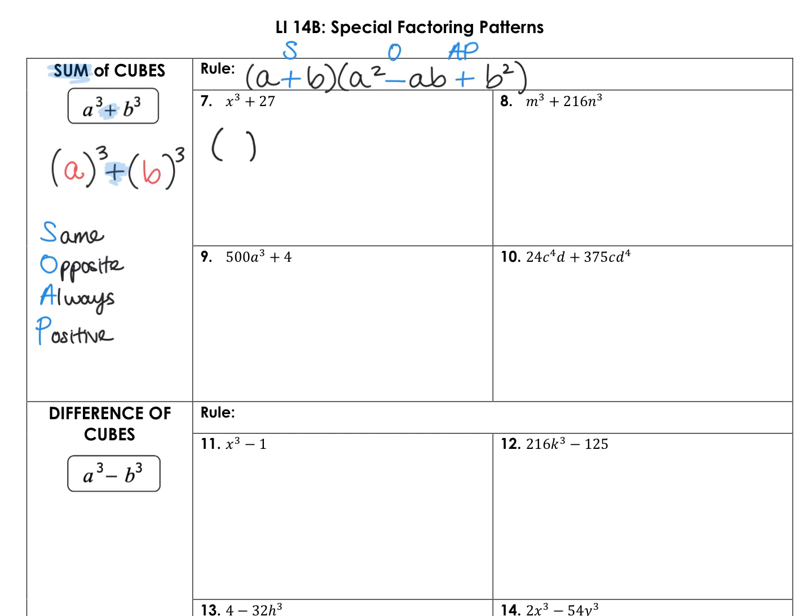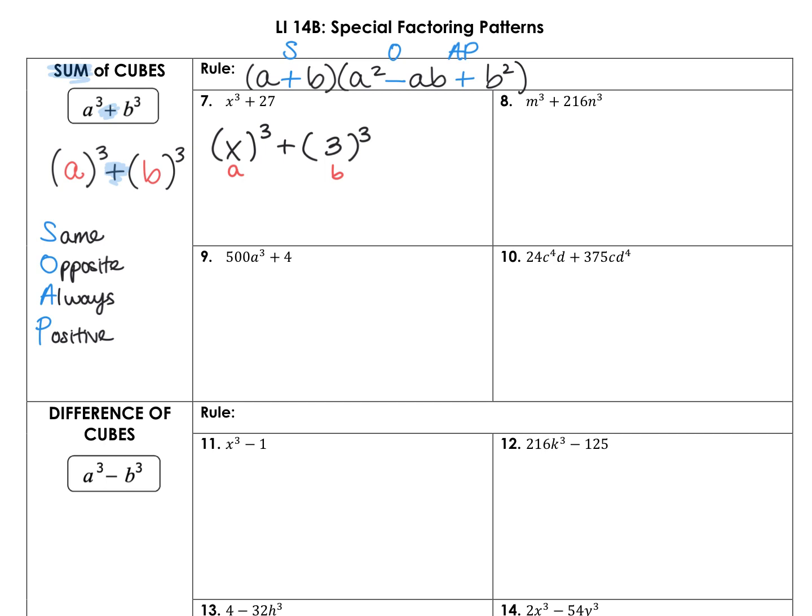You've got to figure out A and B. What to the third plus what to the third. It's plus because that's the sign that I saw. So this would be X is A. Okay? So we're trying to figure out what's A and B. What to the third power is 27? You can cheat and look at the poster. It's fine. 3. 3 times 3 times 3 is 27. So A is X, B is 3.